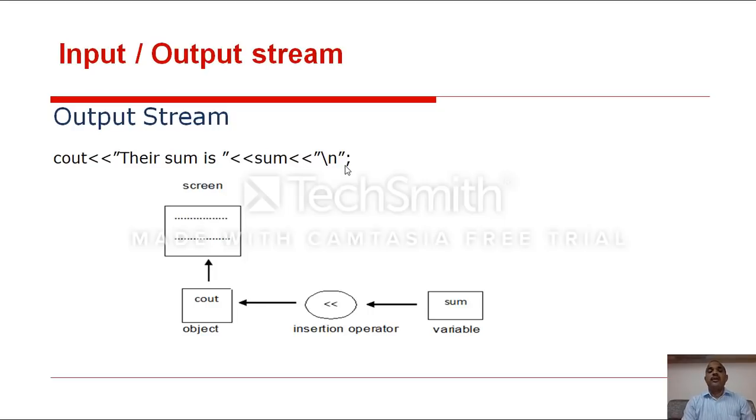One more keyword is there, called endl, only one word. That is also a new line keyword, used the same as slash n, the same as backslash n. In C++, endl means end of the line. Clear, all of you?